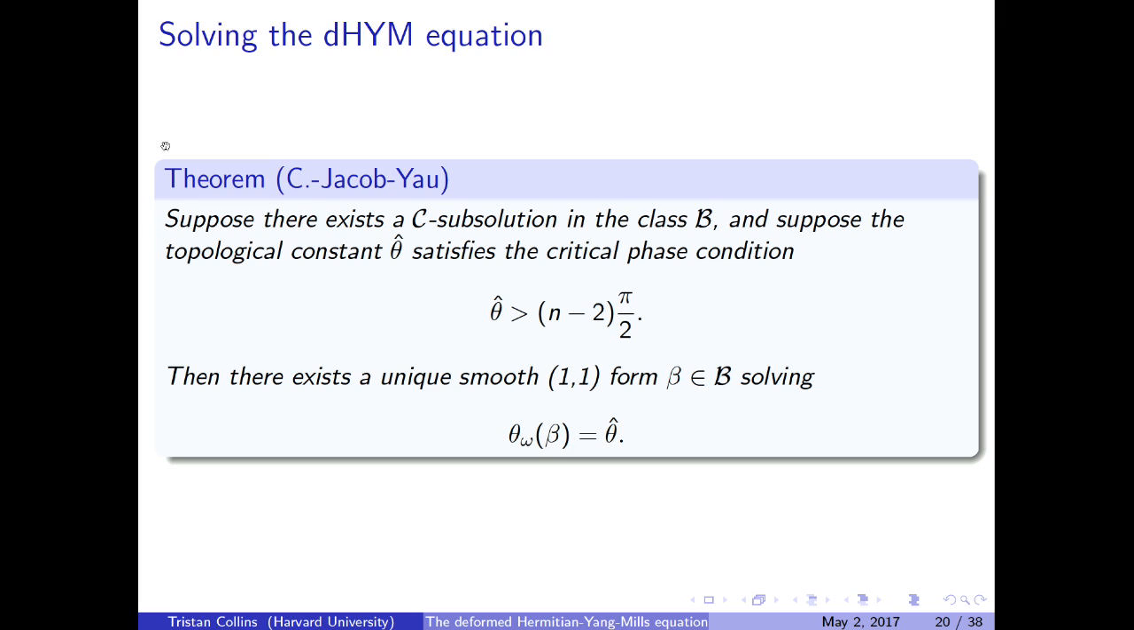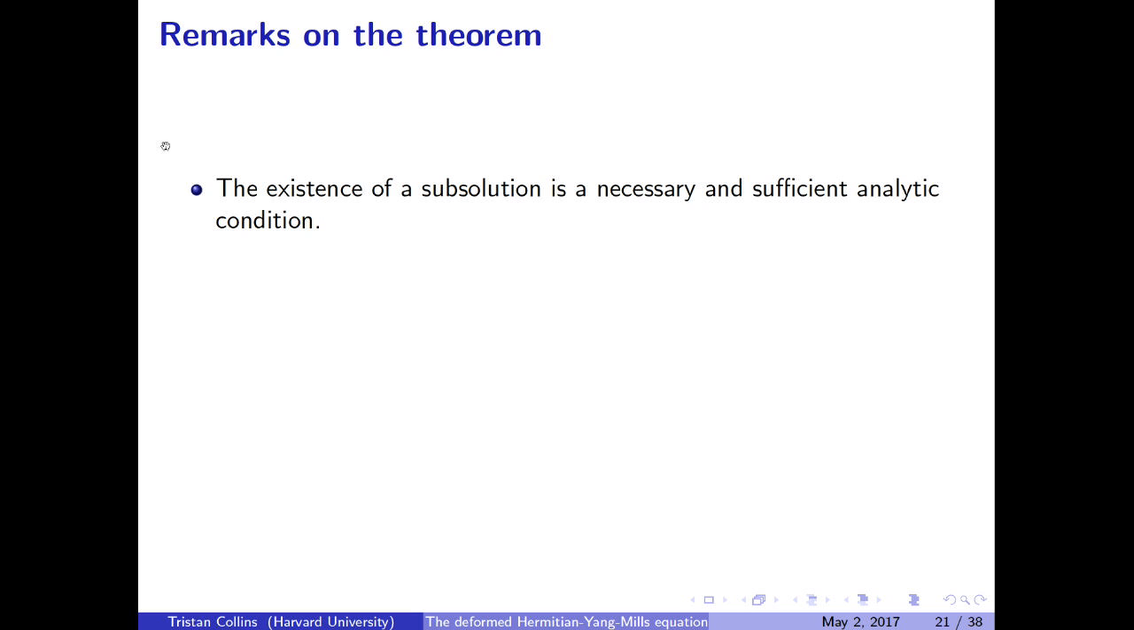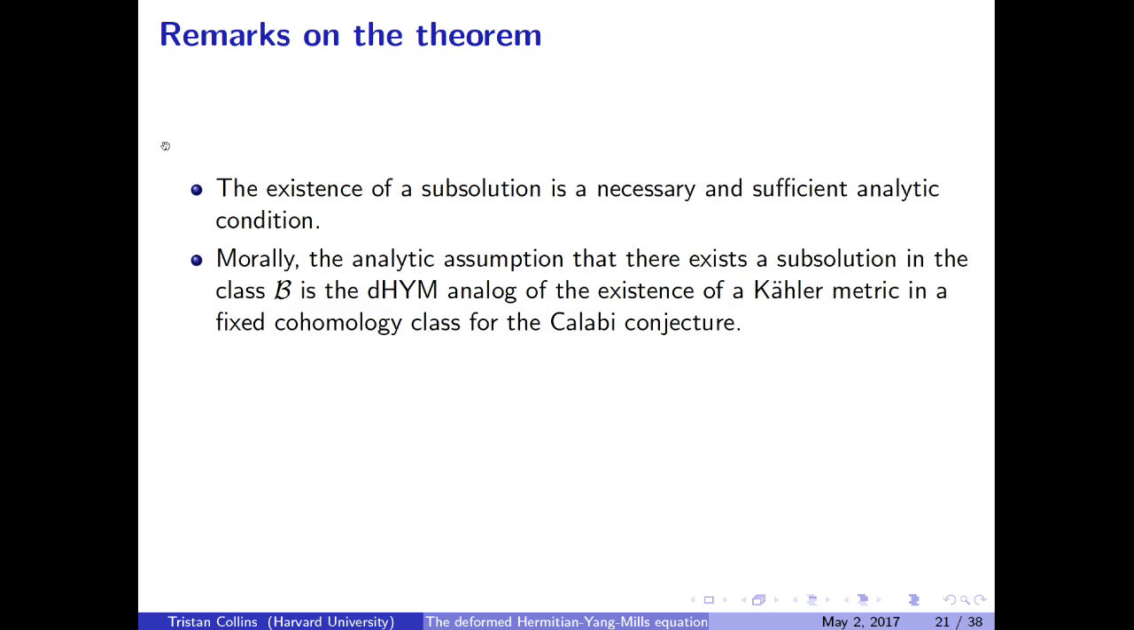So the theorem that comes out of these a priori estimates is that if there exists a C-subsolution in the class beta, then you can solve this deformed Hermitian Yang-Mills equation in the large angle case. Okay, so a few remarks about the equation. You can think of the existence of a subsolution as necessary and sufficient. Morally, the analytic assumption that there exists a subsolution in this class is the analog of the existence of a Kähler metric in a fixed cohomology class for Yau's solution of the Calabi conjecture. So somehow it's the right condition to impose on a class if you want to try to solve the PDE.